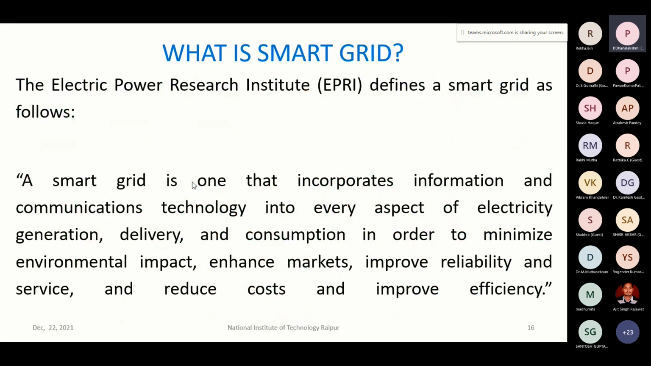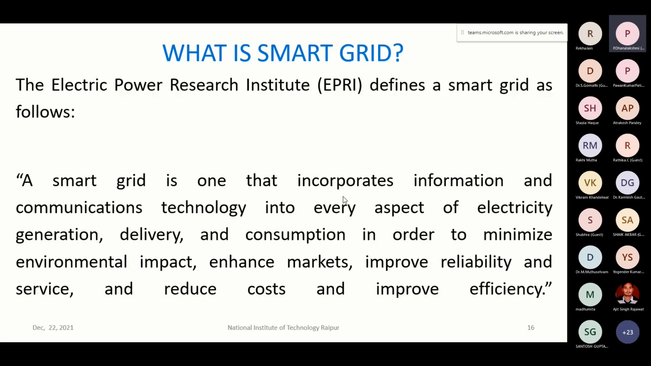Now, terminology, smart grid. As per the Electric Power Research Institute, smart grid is defined as the one which incorporates information and communication technology in every aspect of electricity generation, its delivery, and consumption, in order to minimize the overall environmental impact, enhance the market, improve the reliability and its service, and finally to reduce the cost and improve the efficiency of the power system network.